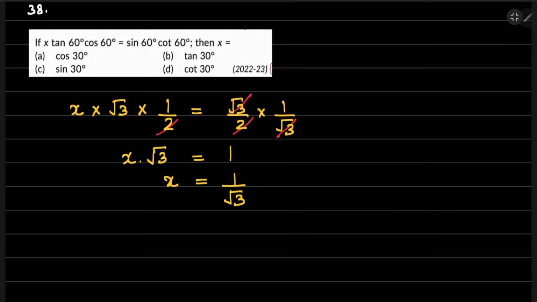So which of the options is equal to 1 by root 3? It is nothing but tan of 30 degrees. Tan 30 is 1 by root 3. So the correct answer is option number B, tan 30. What is cos 30? Root 3 by 2. What is sin 30? 1 by 2. What is the other option? Cot of 30. It's just root 3. So you should know all of these angle values again. Let's move on to the next question.